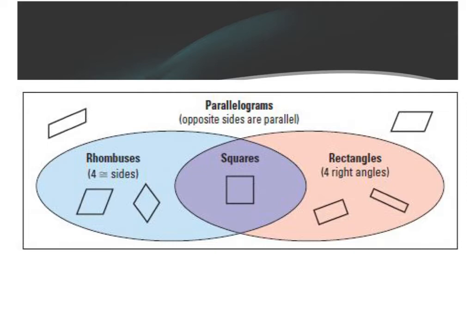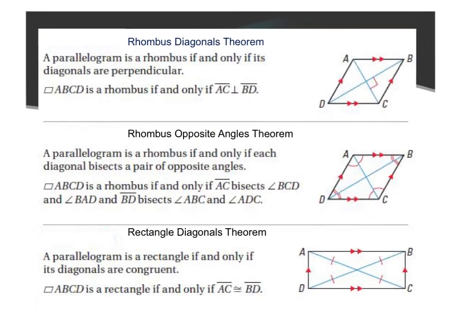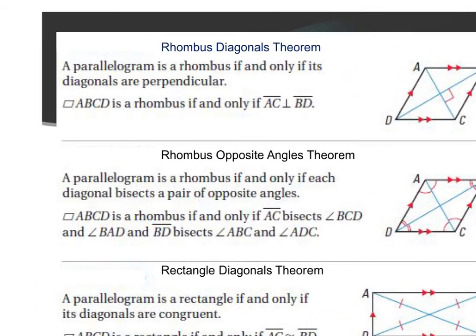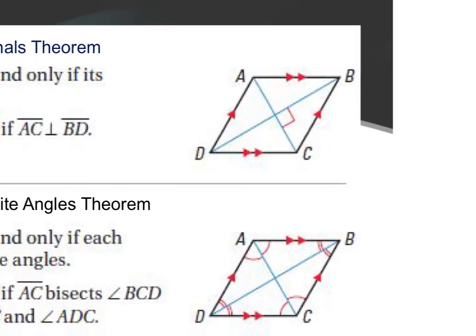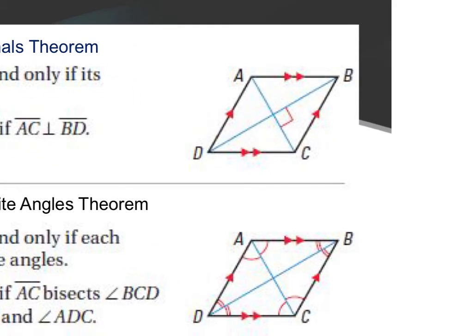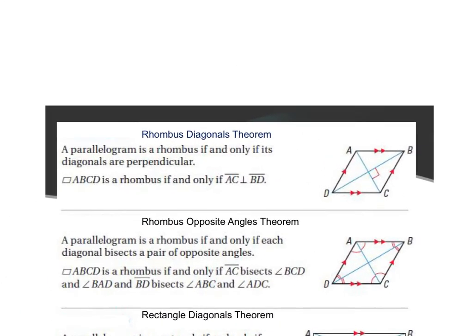And then on the outside of your image, you've got parallelograms, where the only requirement is that opposite sides are parallel. Okay. Now we get into the theorems. The first theorem that we're going to learn about is the rhombus diagonals theorem. That just says that if you've got a parallelogram that is a rhombus, its diagonals are perpendicular to each other. So when you draw the diagonals AC and BD, where they intersect is going to give you a 90-degree angle. That is true for rhombuses.